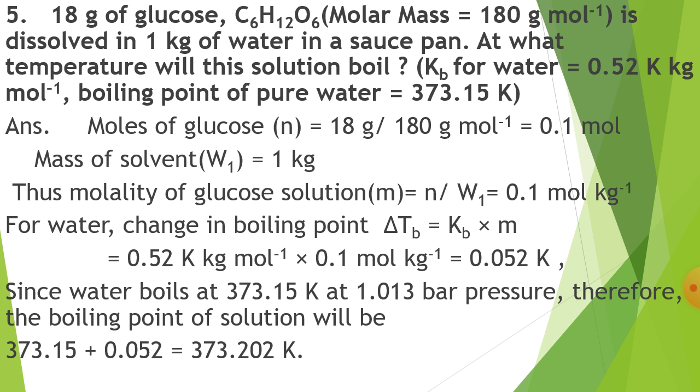Since water boils at 373.15 Kelvin at 1.013 bar pressure or 1 atm pressure, the boiling point of solution will be given by delta Tb equal to Tb minus T naught b. Hence Tb equals delta Tb plus T naught b. By putting these values, we get the answer 373.202 Kelvin.